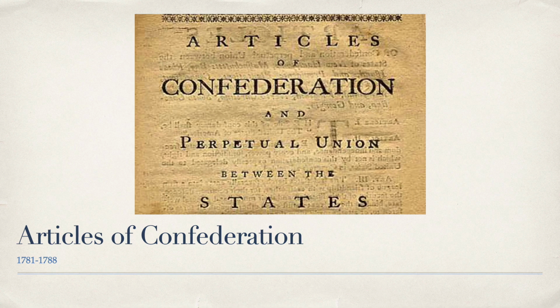When we talk about a confederation, what we're talking about is a system of government in which states retain sovereign authority except for powers expressly delegated to the national government. There was no president or presiding officer. The entire national government consisted of a Congress which actually had very little power.